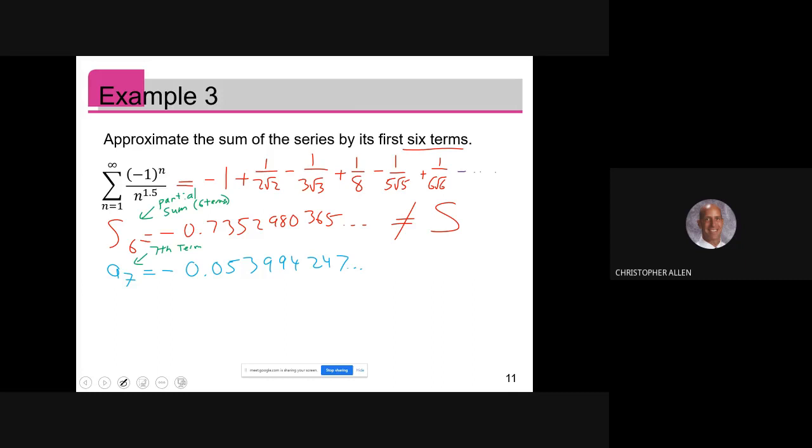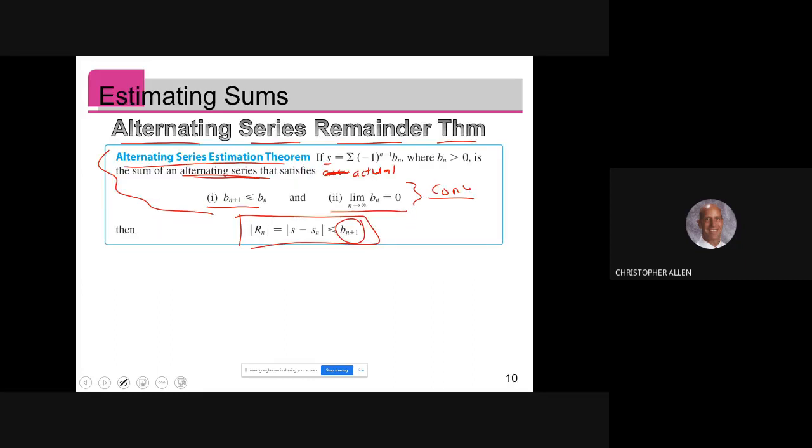So now I want to go back. Are we all okay? I know it doesn't seem like I've done much, but what I have done is this: I have found the partial sum basically using my calculator, and I've got that the 7th term of that series is this number right here. Now I'm going to go back to this theorem, and the theorem should make sense, I think.